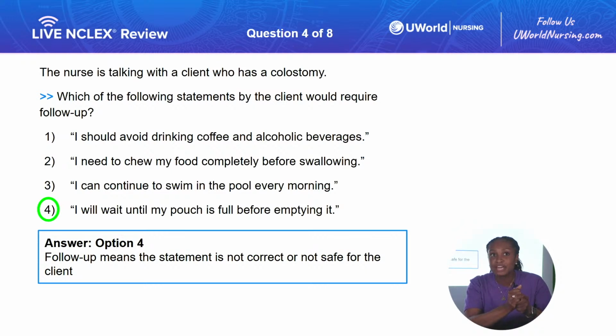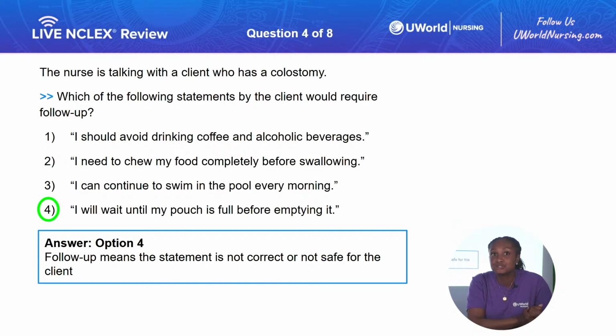Options 1, 2, and 3. I should avoid drinking coffee and alcoholic beverages. This is a correct teaching point. Sometimes coffee and alcoholic beverages can be a diuretic or a laxative. So drinking that can make you have to frequently empty it, and also can cause GI upset. We don't want to interfere with the GI system since we already have that colostomy. So it's best to just encourage them not to drink coffee or alcoholic beverages.